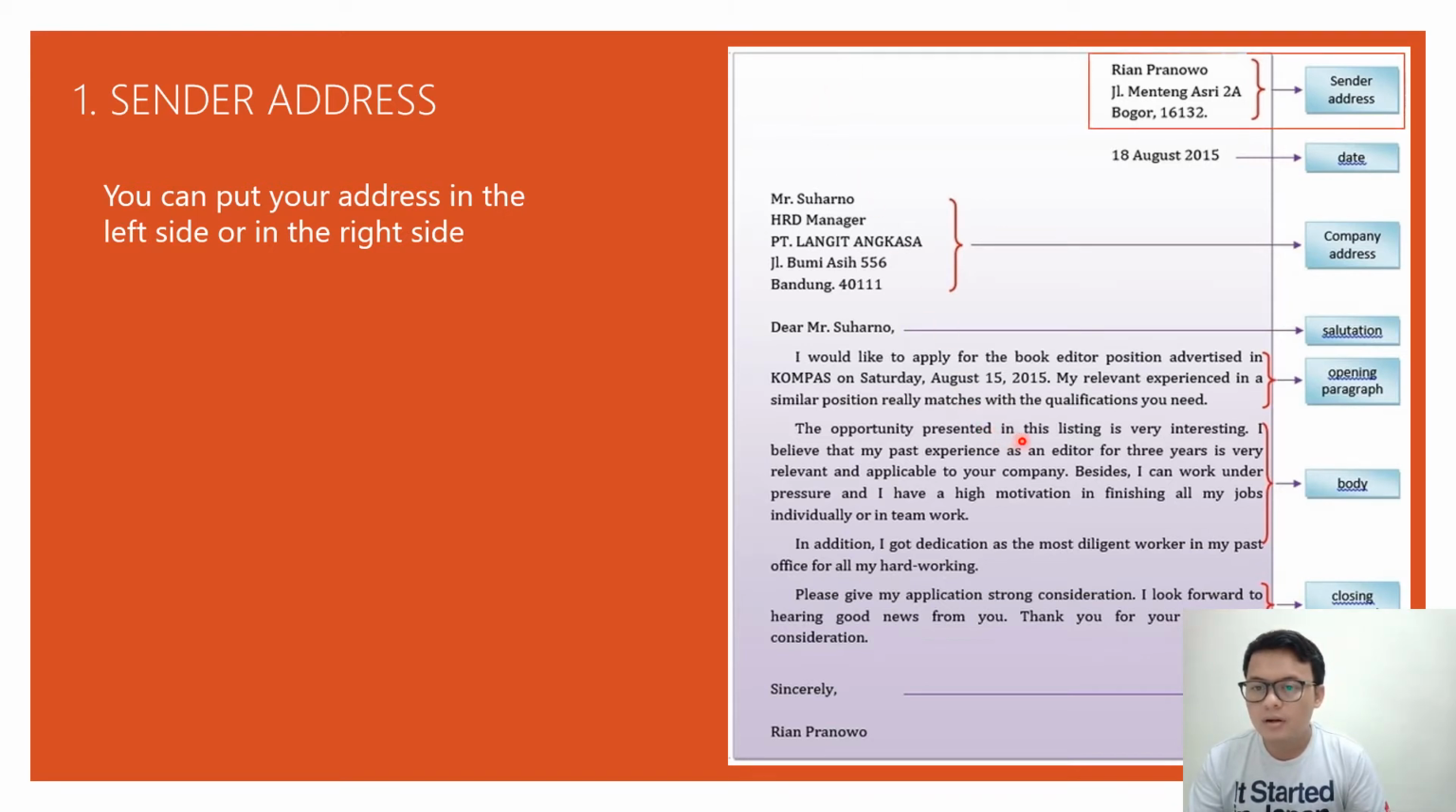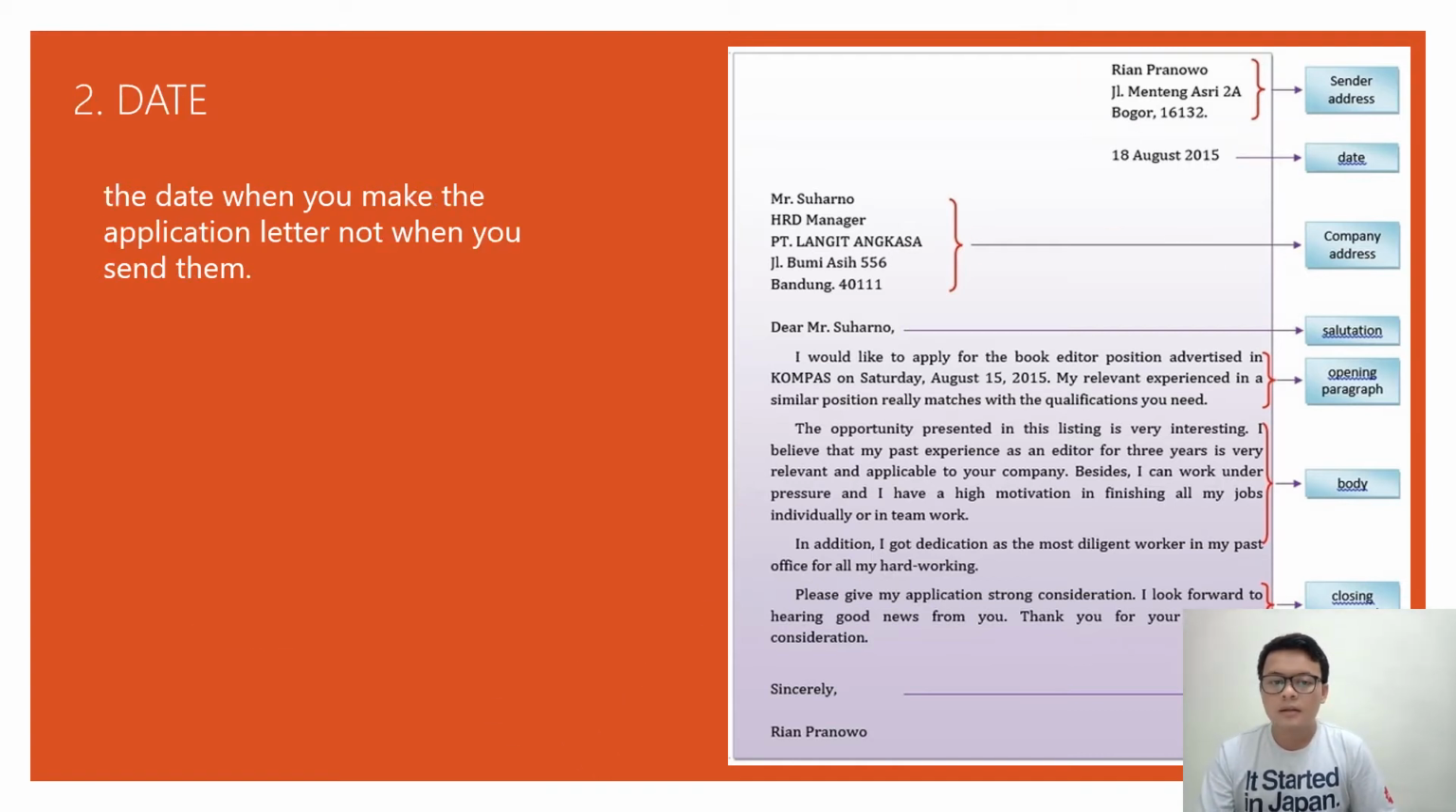But remember that you need to put the address as detailed as possible. If you live, for example, in Banda Aceh, state the street name. If you live, for example, in Kampung Mulia, then state also the number of your house, for example. It eases them to contact you if your application is accepted. And then date.